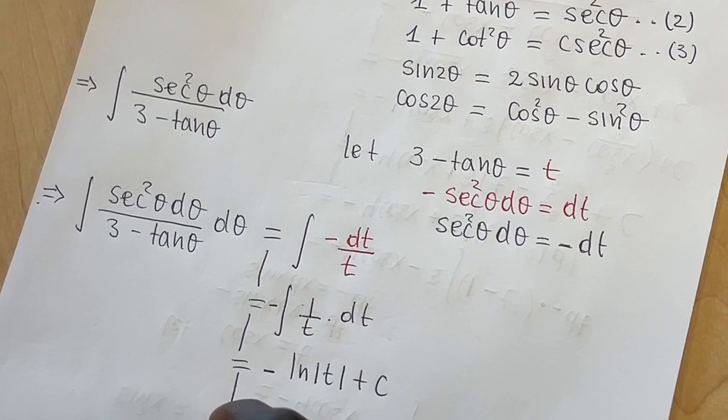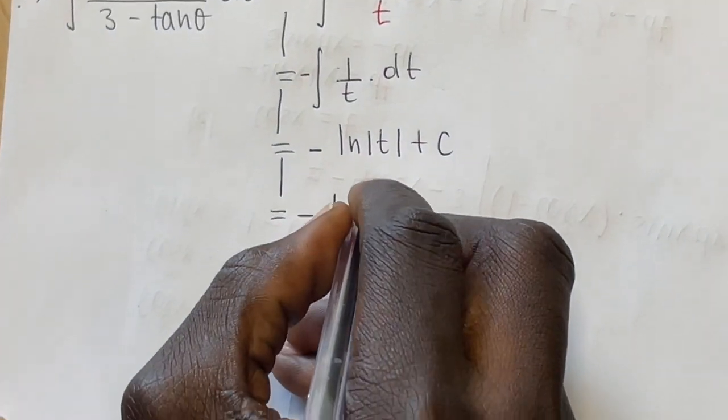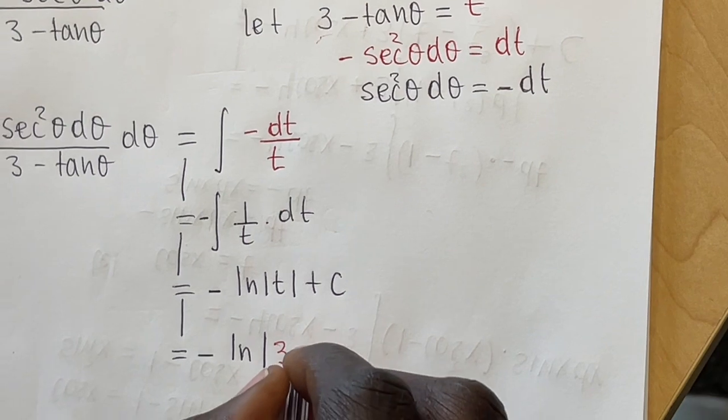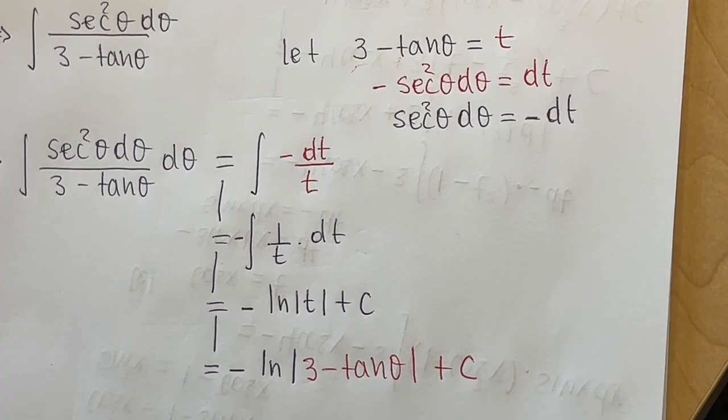Therefore we're going to have negative ln, we open the bracket. What is t? We already said this part: 3 minus tan theta, plus c. And the question stops there.